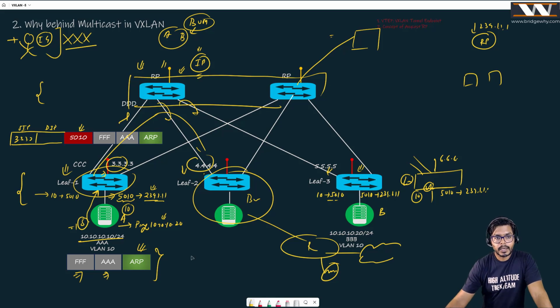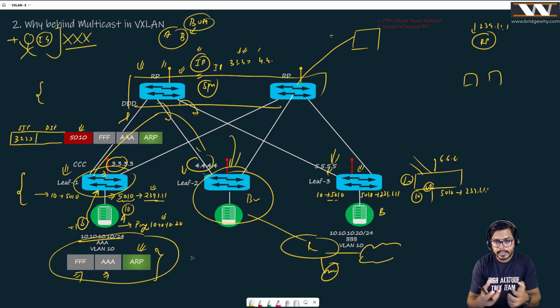But what does spine see? This spine sees the IP message from 3.3.3.3 towards maybe 4.4.4.4 or 5.5.5.5. They do not see the exact underlay message, right? You forward on the basis of this. When the message reaches here on 4.4.4.4 or 5.5.5.5, these guys are decapsulating it, right? These guys are seeing the real IP message, which is from here to here, the overlay message.